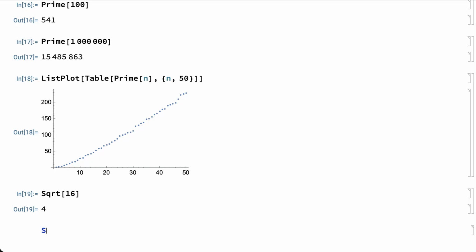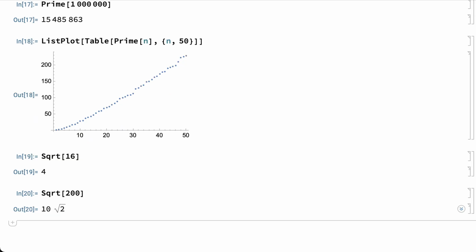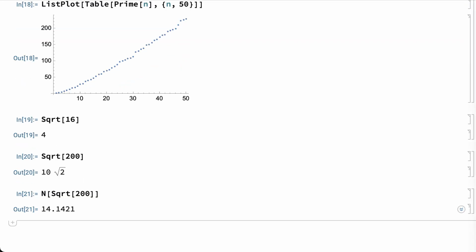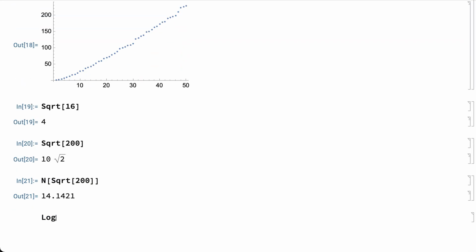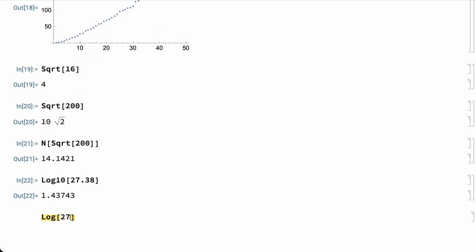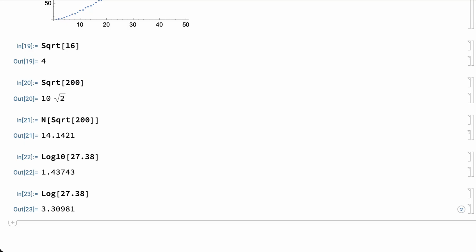be exact. This input, for example, gives an exact formula for the square root of 200 in terms of the square root of 2. And this uses the N function to get a numerical approximation for that result. The function Log10 gives the base 10 logarithm of a number, and the Log function gives the natural logarithm of a number. Logarithms are commonly used in practical examples for dealing with numbers that have a wide range of sizes.